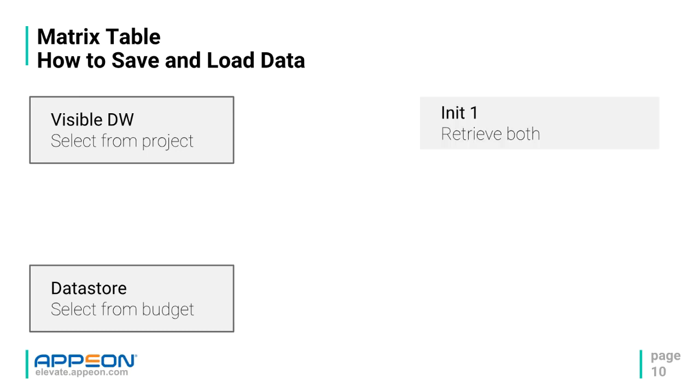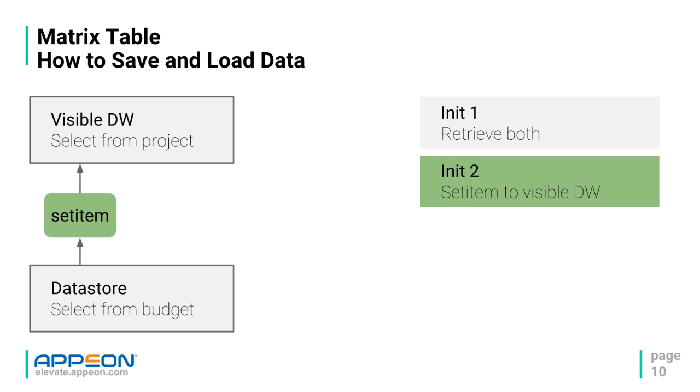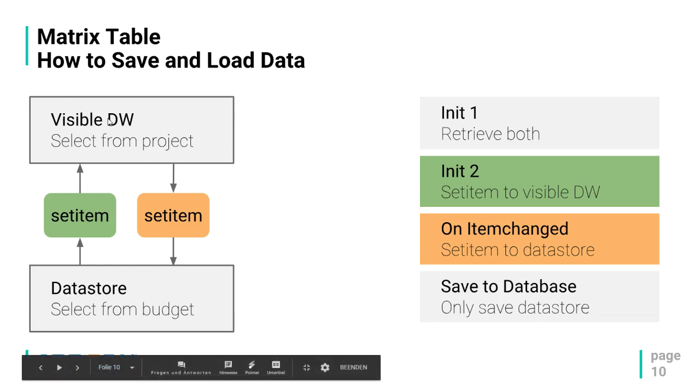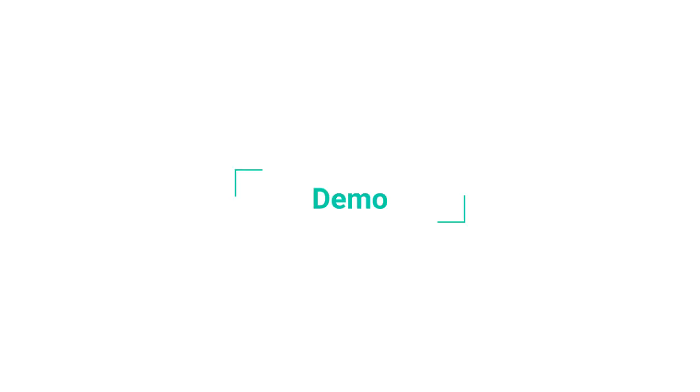First step is we just retrieve both of the data windows. Second step, we loop through the data store, the budget data store, and fill all the information into the visible data window. Third step, if anything's changed on the visible data window, we do a set item back on the data store where we want to store the data, and in the end we just save the data store. We never save the visible data window. That's just the general way how we do it. And now let's get into the code.